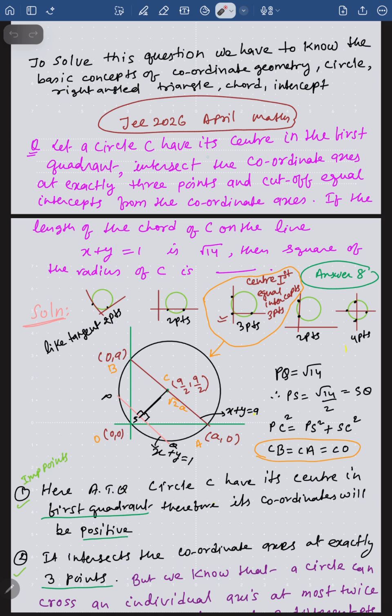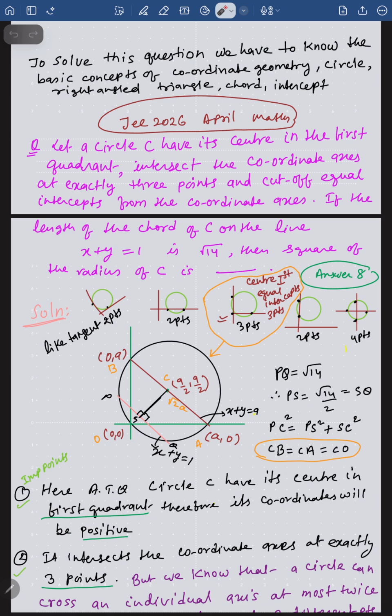Let a circle C have its center in the first quadrant. First quadrant is important. Center. It intersects the coordinate axis at exactly 3 points. Important. And cuts off equal intercepts. This equal intercepts is important from the coordinate axis. If the length of the chord of circle C on the line x plus y equal to 1 is root under 14, then the square of the radius of circle C is question mark. You have to find, though the answer is 8.